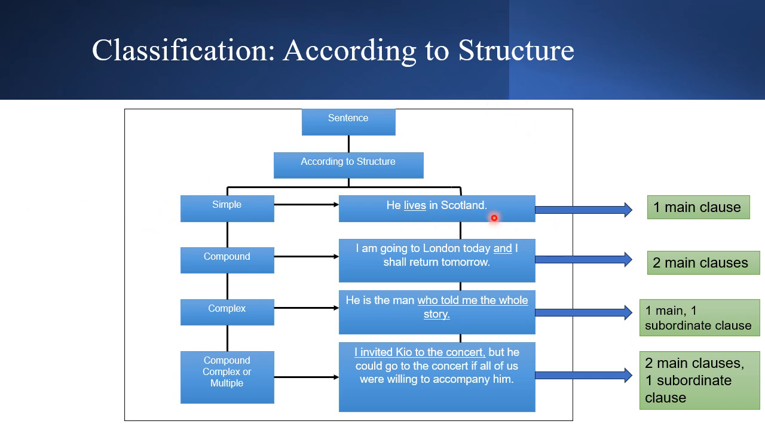For example, he lives in Scotland. Now a simple sentence must have only one verb, or it is a complete sentence. One main clause makes one simple sentence. A compound sentence: I am going to London today and I shall return tomorrow. Okay, so we could see that we have a conjunction which is and. Okay, so a compound sentence must have fanboys conjunctions.